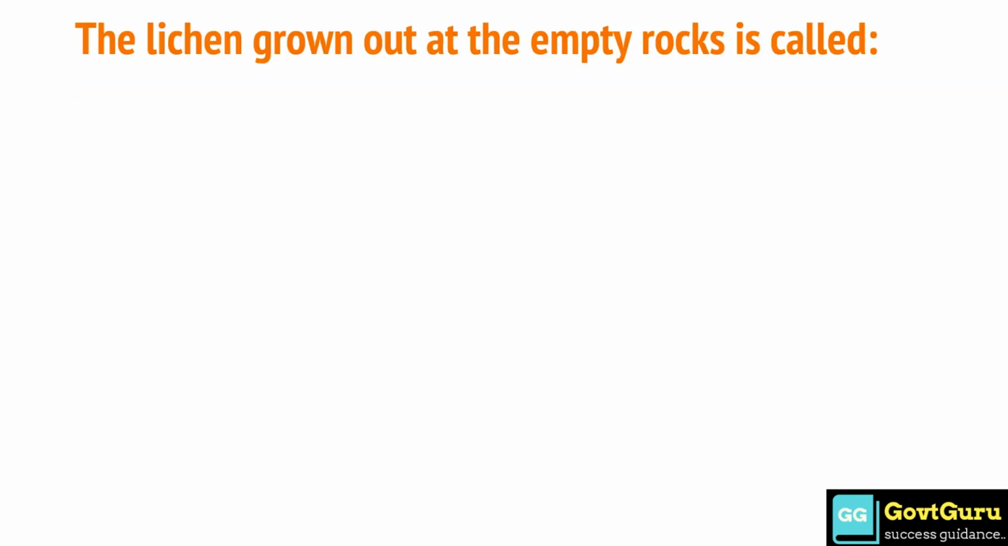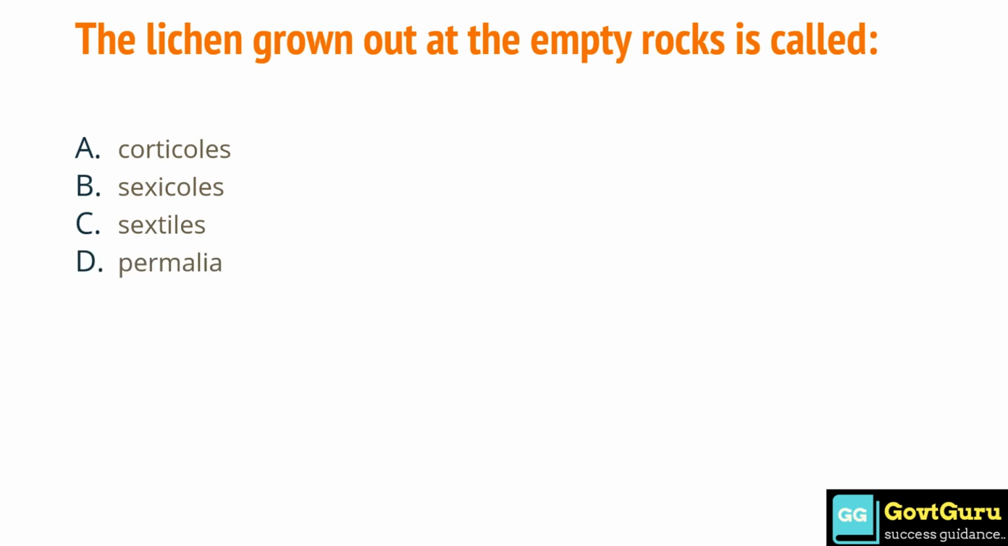The lichen grown on bare rocks is called option A, corticoles, option B, saxicoles, option C, sextiles, option D, Parmelia. So the correct answer is option B, saxicoles.